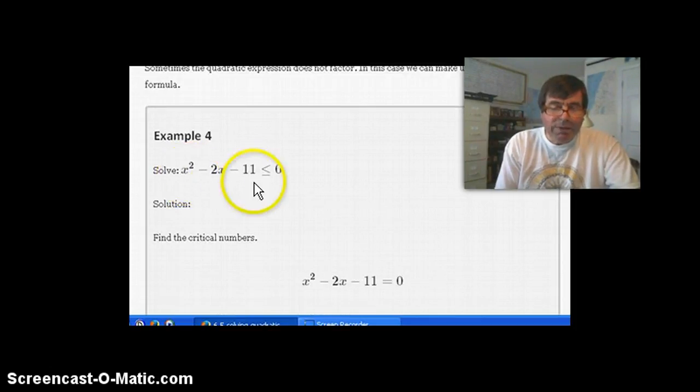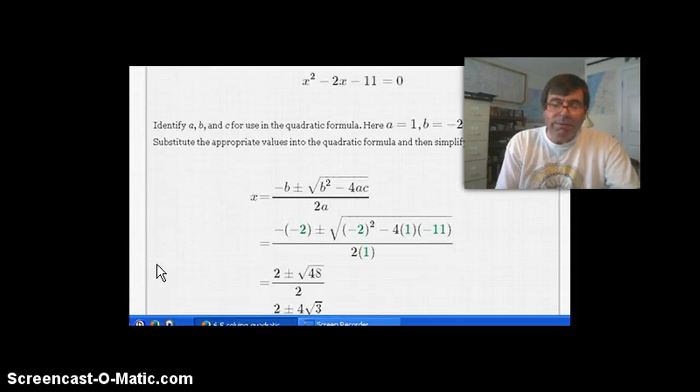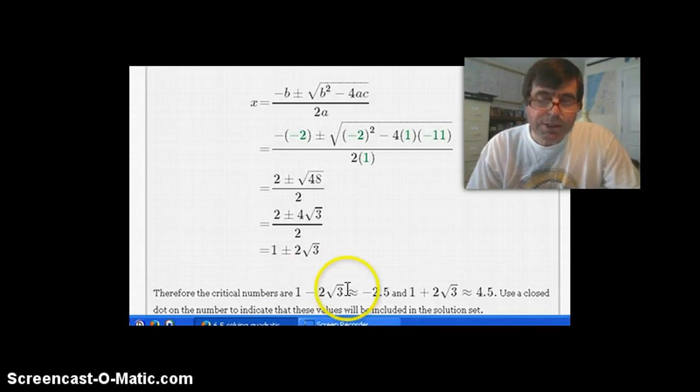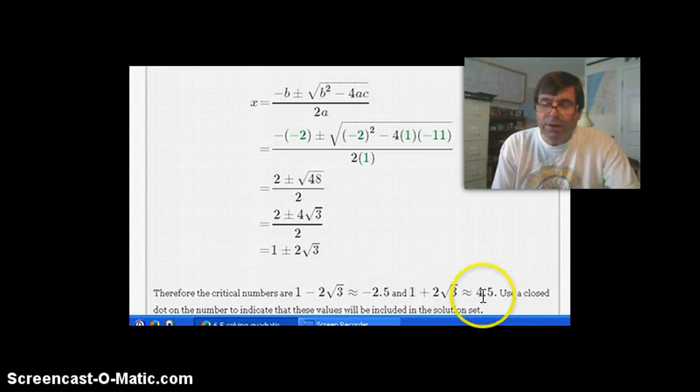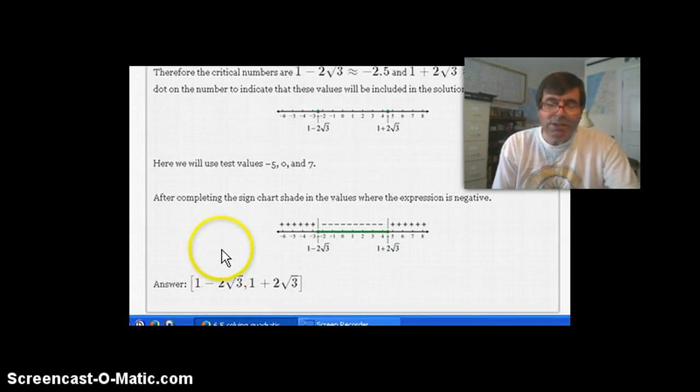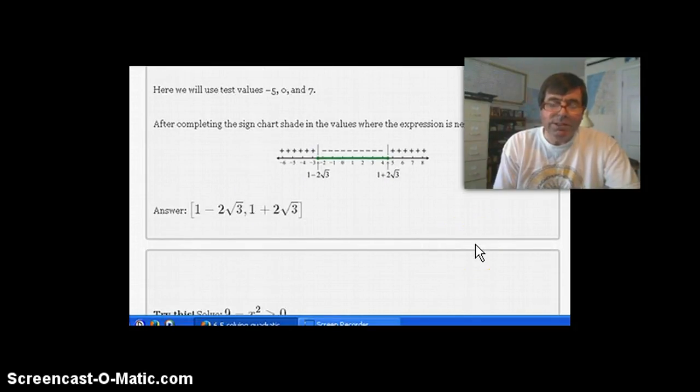Alright, now here's example 4. In this problem I have a quadratic and I want to know where it's less than or equal to 0. I can't factor it. I'm going to use a quadratic formula. Here's a quadratic formula right here. Approximate answers using my calculator, -2.5 and 4.5. Again, I go through the same rigmarole, but this time I only have to test a couple values here. And so I use these as test values. I find positive, negative, positive, and my answer laid out there.